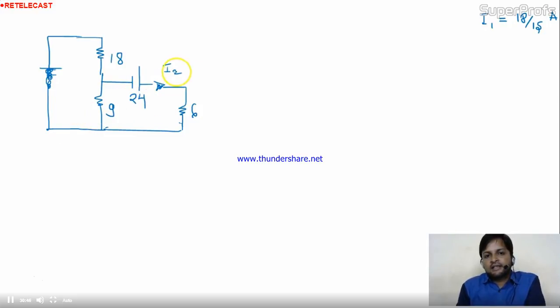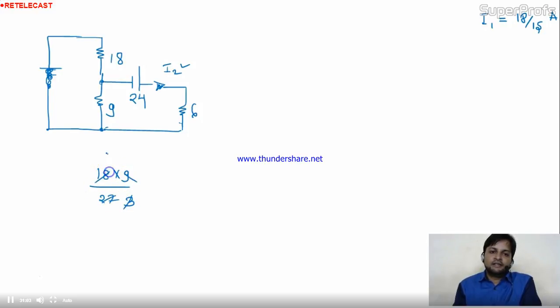Again, I need the resultant to calculate I2 first. Now see, 18 and 9, they are connected in parallel. This is the starting point, this is the ending point. They are connected in parallel combination. So 18 into 9 divided by 18 plus 9, that is 27. So 9 3 ja and 6. So this combination is 6. This combination is also 6. So 6 and 6, they are in series. So finally we are having 12.